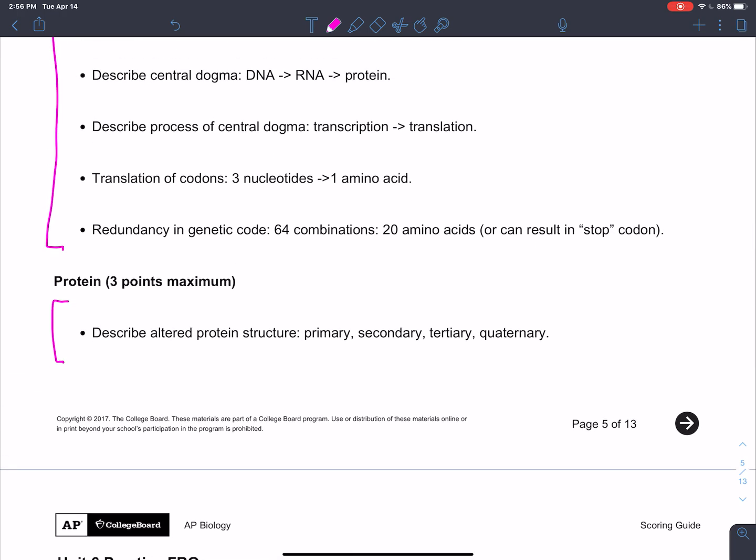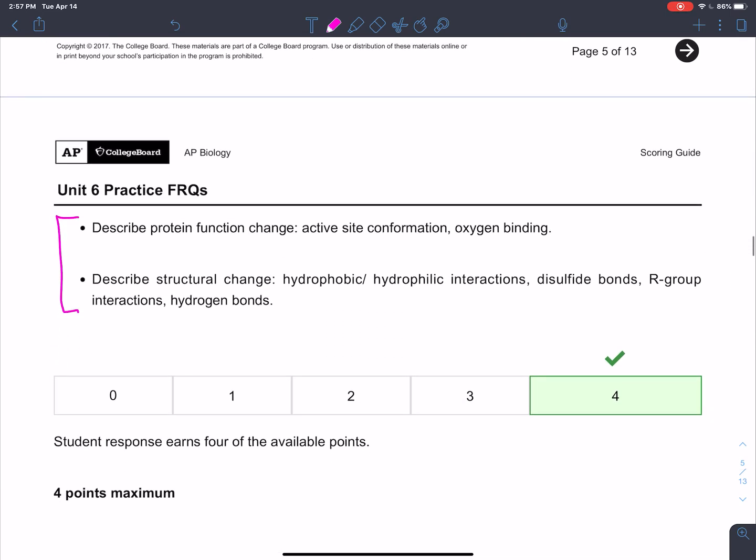One way you could get the protein point, because there's 4 points and a maximum of 3 can come from one of the areas, you had to describe the different types of protein structure and that it would alter that. The other one, it could change the active site in the end protein, and so that could cause a protein not to function. An example of this would be the video we saw on diabetes.